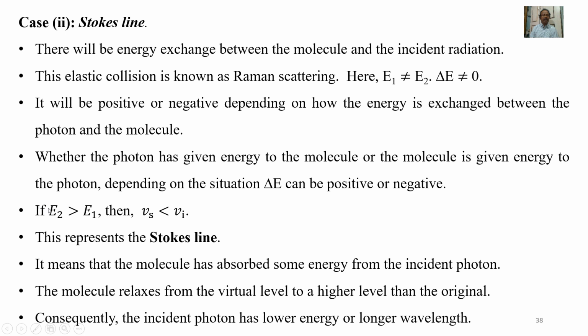So in the case of Stokes line, if E2 is greater than E1, then nu S is less than nu I. This represents the Stokes line. It means that the molecule has absorbed some energy from the incident photon. The molecule relaxes from the virtual level to a higher level than the original. Consequently, the scattered photon has lower energy or longer wavelength.